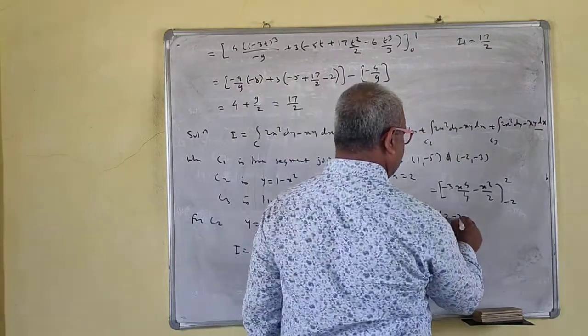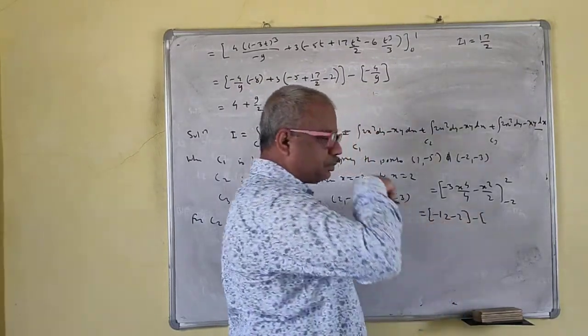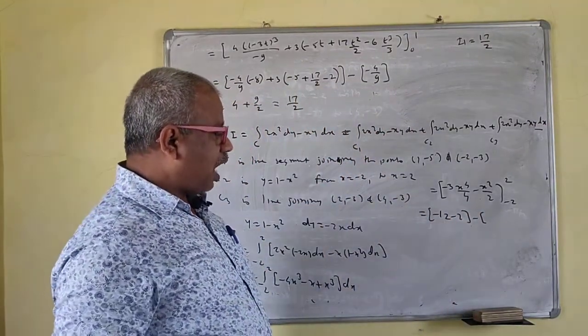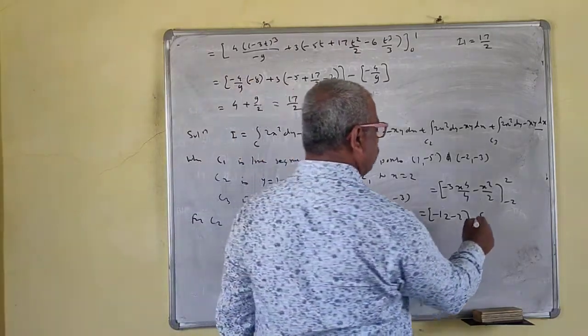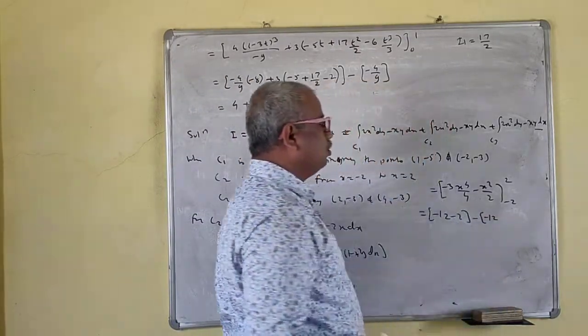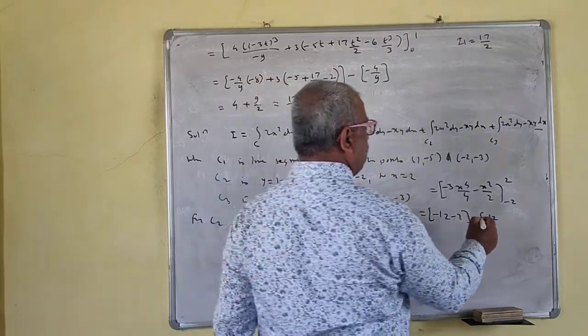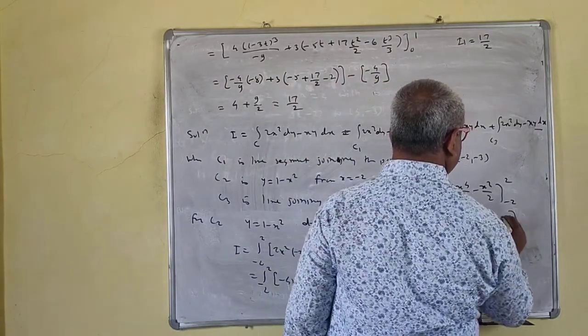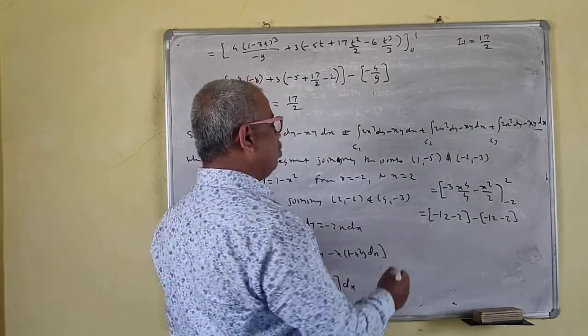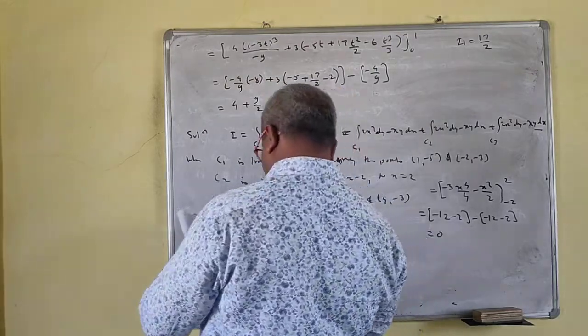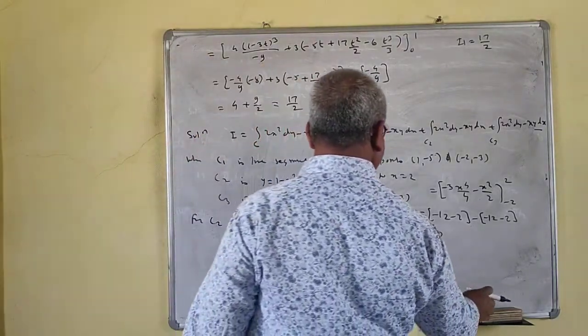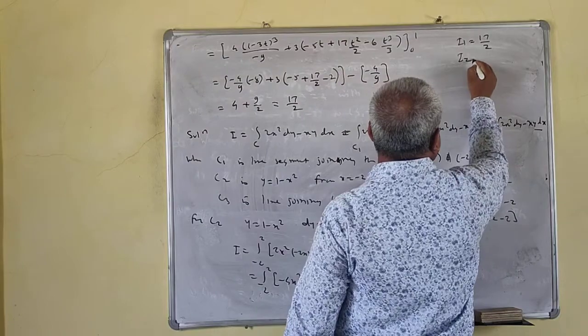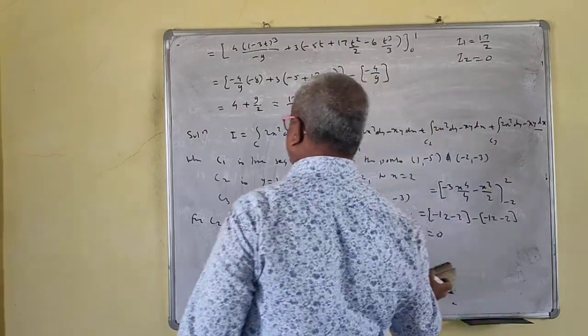Now this is minus 2. Again, if you put it, this is minus 12. So minus 2, again minus 2. So this will be 0 now. Your I2 is 0. Now we do for I3.